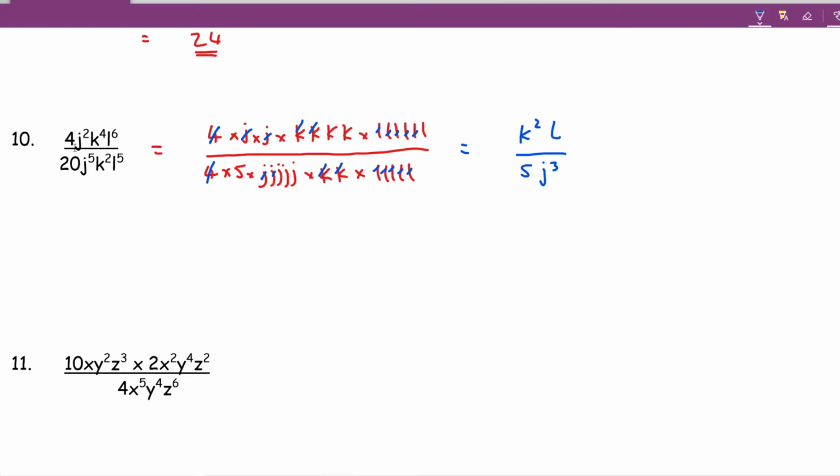You could have seen this straight away from here. 4's into 4 is 1, 4's into 20 is 5. Then you've got more j's at the bottom. How many more? 3. So that's cubed there. You've got more k's at the top. How many k's? 2. That's going to be k squared. You've got more l's at the top. How many more? 1. So 1 l. Okay.